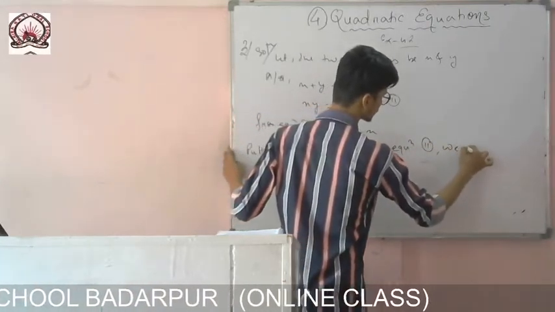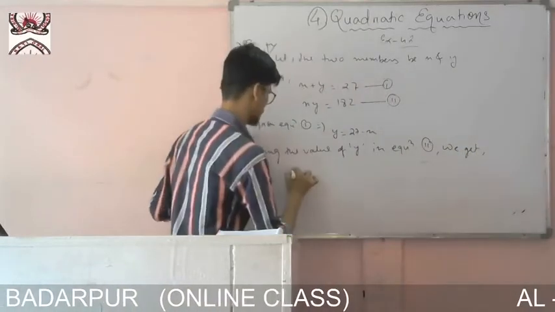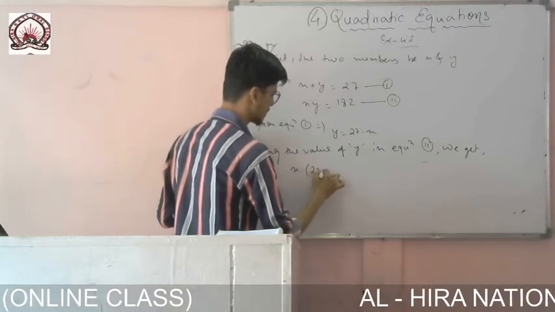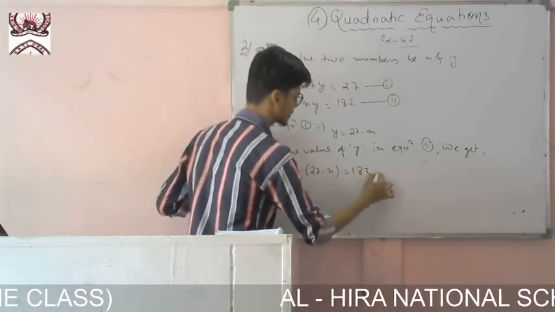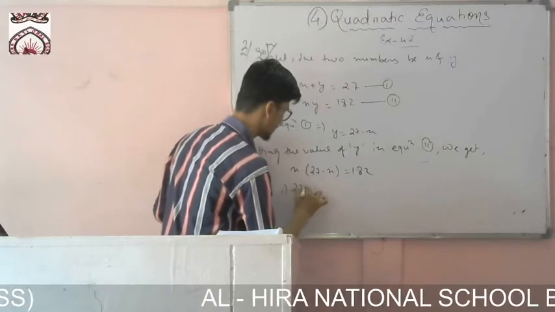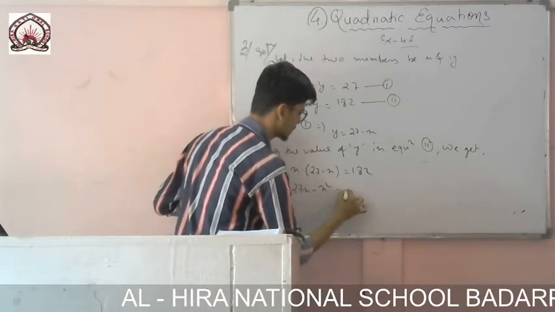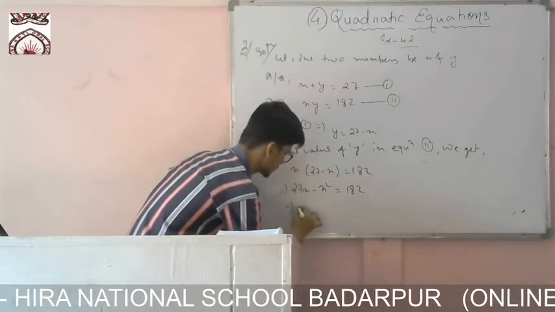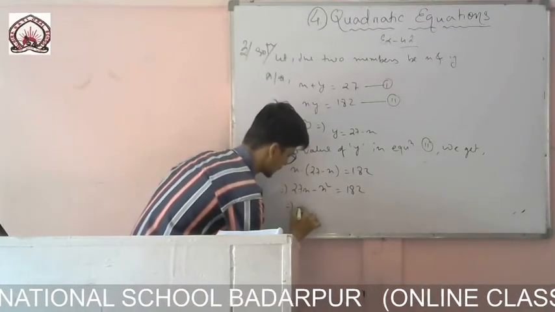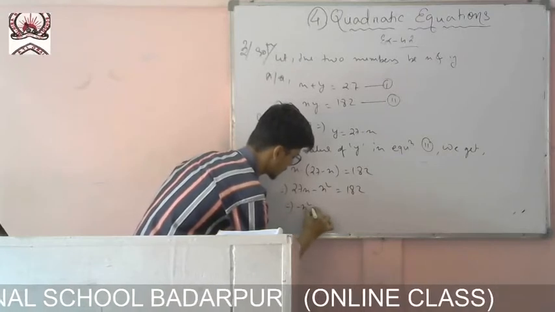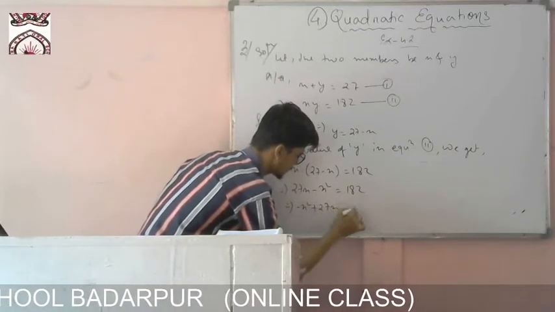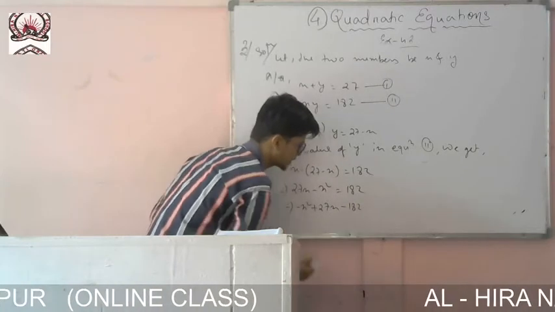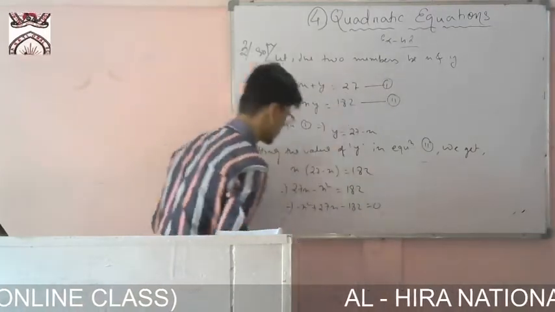we get x into y, where y is 27 minus x, equals 182. So 27x minus x square equals 182. Arranging the terms: minus x square plus 27x, and if 182 comes to the other side, it will be minus 182 equals 0.